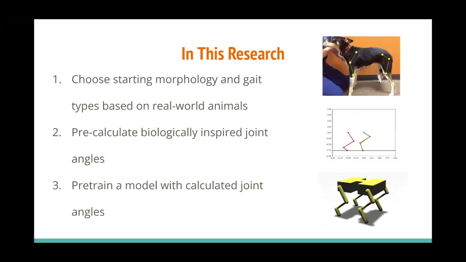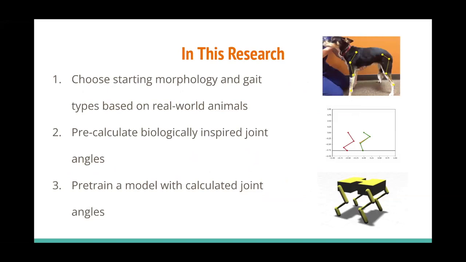Our research focuses on the part of the pipeline that creates a neural network controller. We started just by reading veterinarian papers and figuring out what real world morphology looks like. So we focused on dogs. We figured out what healthy joint angles look like for them, what healthy movements look like for them. And then we tried to model that mathematically.